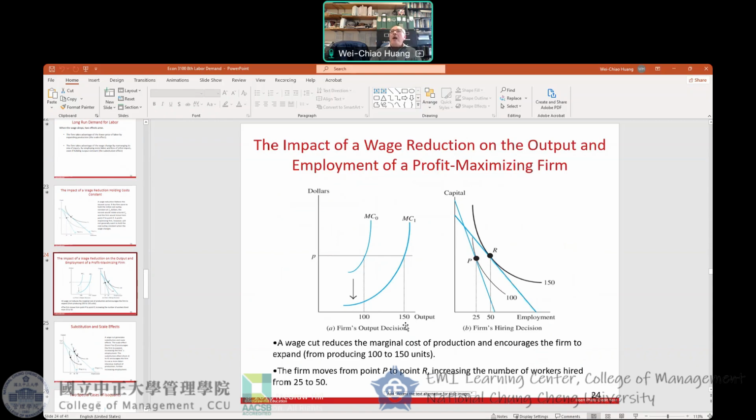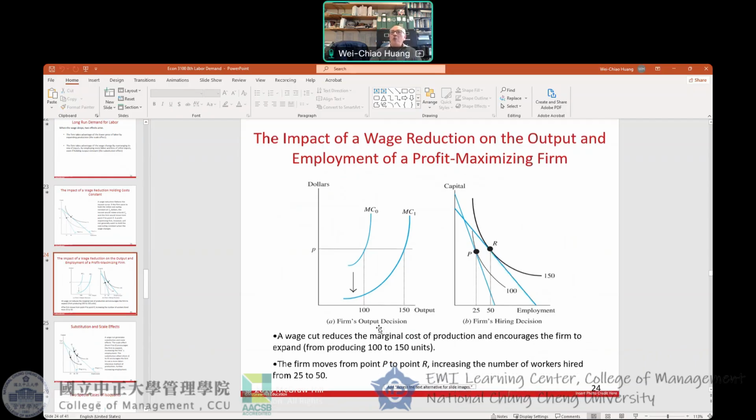And then if 150 units is the output that we're targeting, according to the isoquant here, the cost minimizing combination is R. So the firm is going to increase usage, or demand, from 25 units of labor to 50 units of labor in the long run when wage drops.